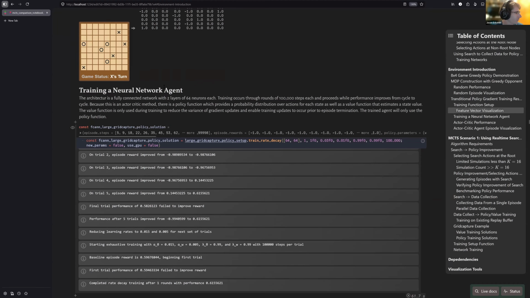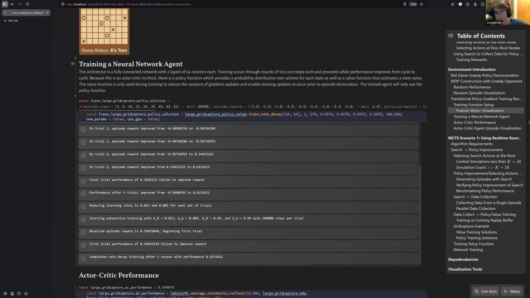And now I'm going to train an agent. With the Actor-Critic algorithm, it's training a policy function and a value function simultaneously. They share an architecture here where they both have 2 hidden layers of size 64. It's a dense network, just a fully connected neural network. These are learning rates, and this just means it's being trained over 100,000 steps per round.